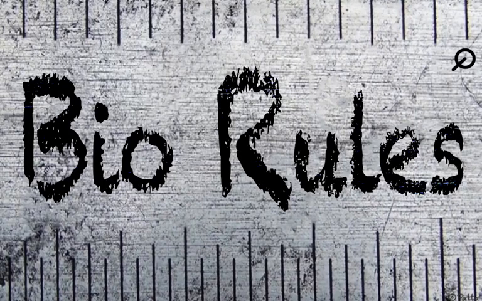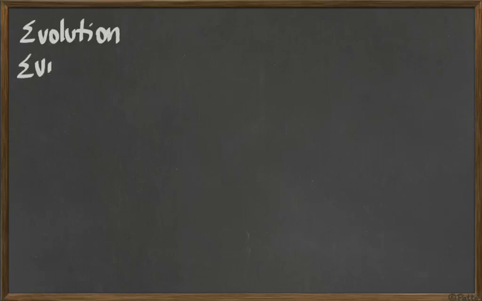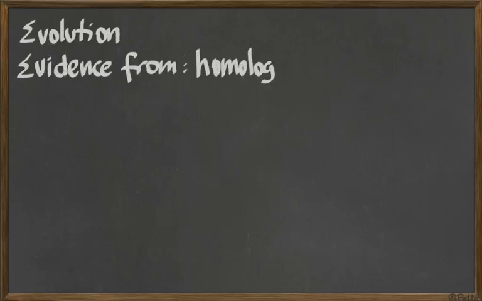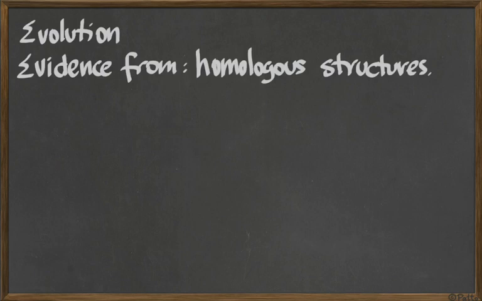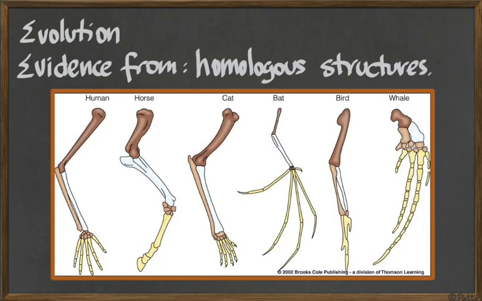Today we are going to carry on talking about evolution, and we're going to see two other pieces of evidence for evolution. One of them is from the structure of the body. So, for example, homologous structures. What's a homologous structure? Homologous structures are structures that have a similar basic structure, a similar blueprint.